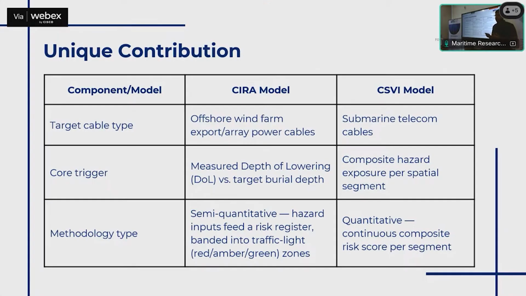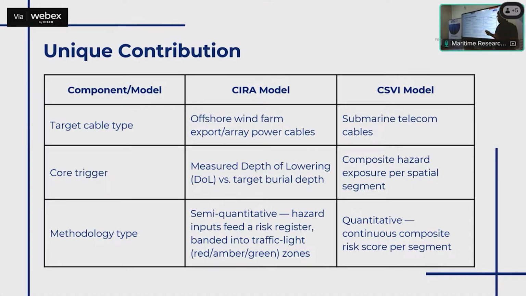Moving forward, there's a model which already exists, named the SIRA model, which is short for cable integrity risk awareness. This model basically focuses on wind farm and power cables, whereas the model which I am currently making, the CSVR, focuses on all the submarine cables, but I would say majority of it focuses on the telecom cables.